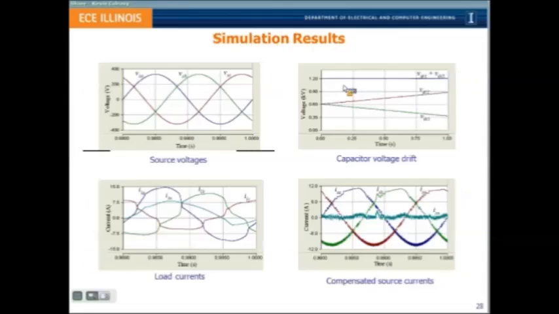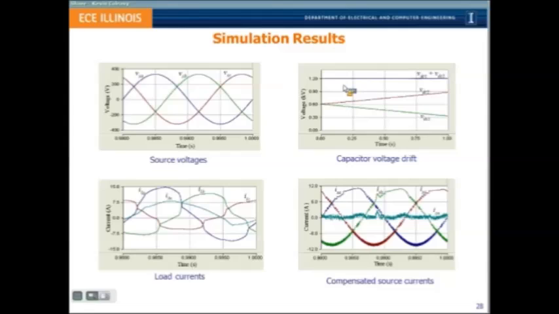Let's look at the simulation results. Source voltages are here, and I introduced a certain load which consumed a DC component of current. So one of the capacitors tends to charge up, and the other capacitor tends to discharge, but both of them remain at the constant voltage. The load currents are obviously, you can see the neutral current is shifted.